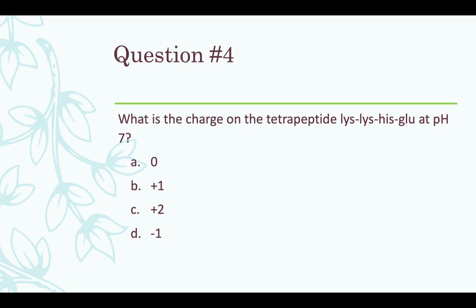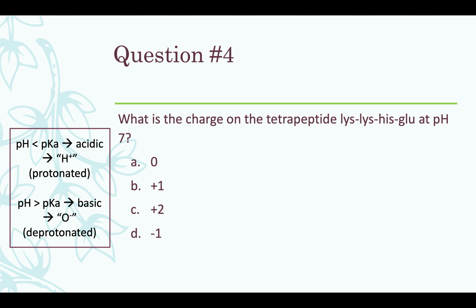For number 4, the question is, what is the charge on the tetrapeptide given at pH 7? To answer this, you have to check the form of each amino acid in the peptide bond at the given pH. You also have to check the pKa values of the amino acids present. Remember, when your pKa is less than the pH, it's basic, thus it's deprotonated. While if pKa is greater than the pH, it's acidic, thus it's protonated.